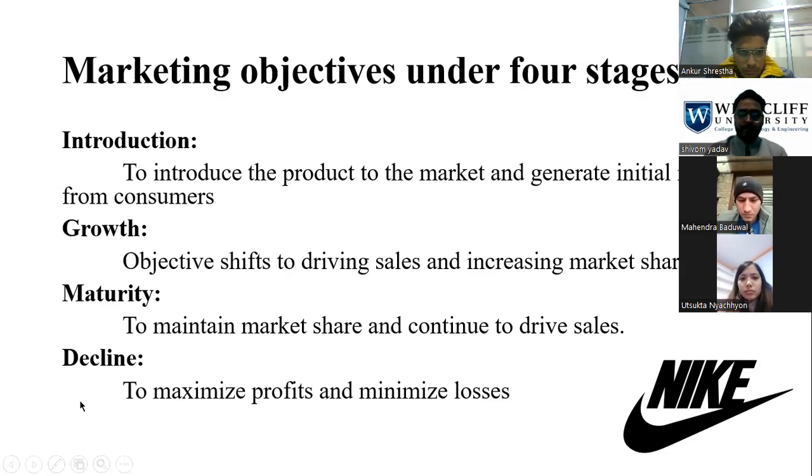And the last one is decline. If the product reaches the end of the life cycle, Nike's objective is to maximize profit and minimize losses. This may involve reducing production and marketing costs, discontinuing or phasing out the product, and potentially introducing a new product to replace it in the market.